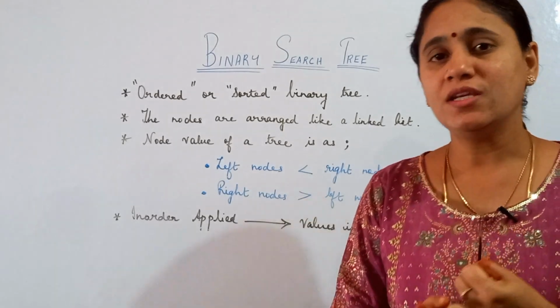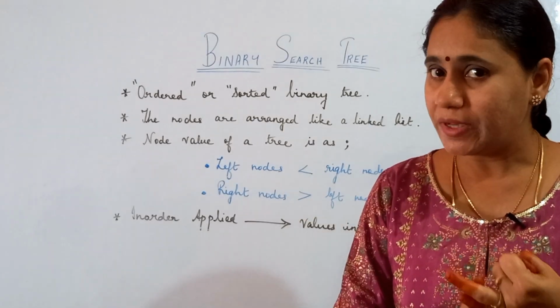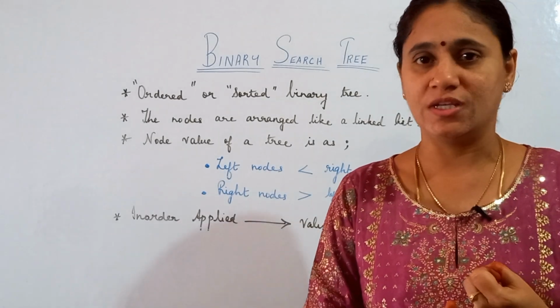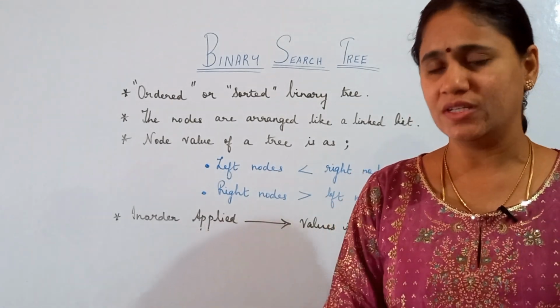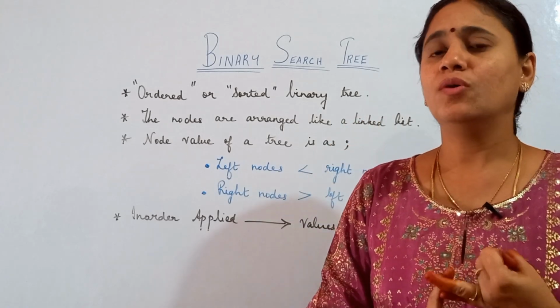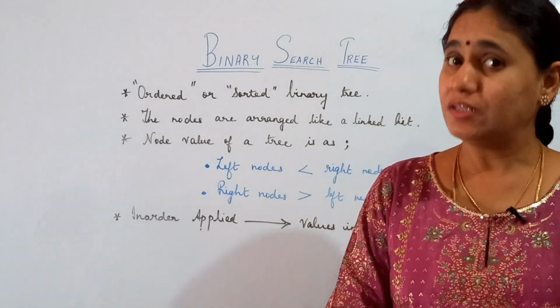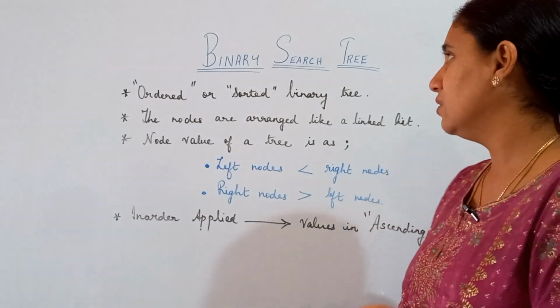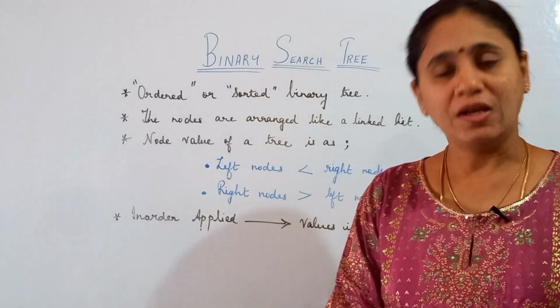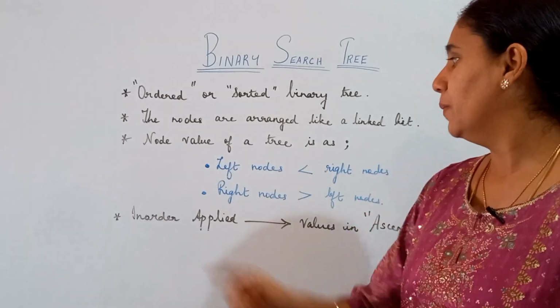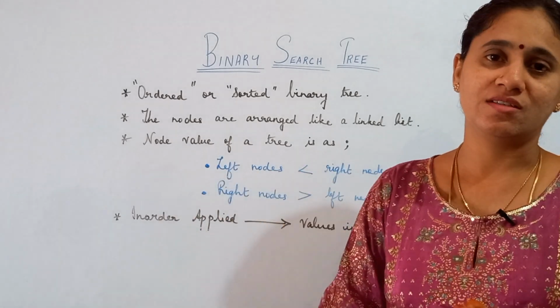Then another application is we can implement dynamic sets construction by using this binary search tree. You needn't study it in detail, friends, just make a note of it, as they may ask in MCQs. The next one is we can implement priority queues by using this binary search tree. Right, friends? So now we can go for how to implement these binary search trees.